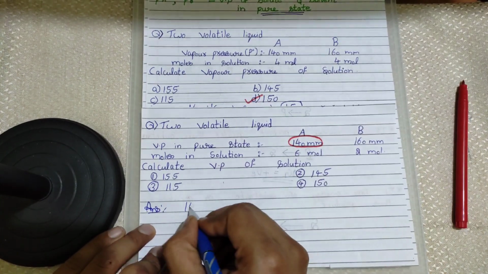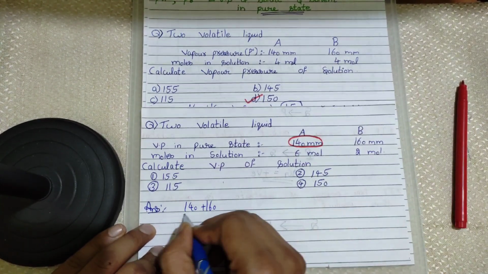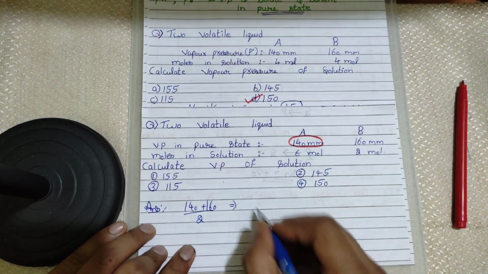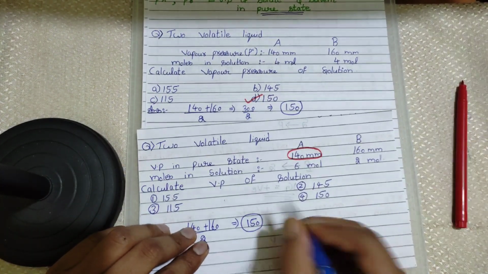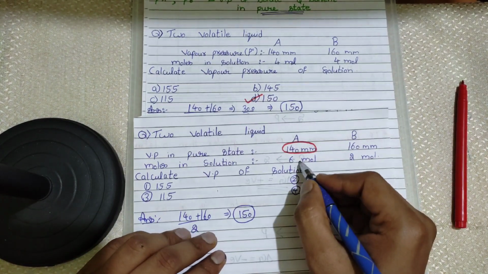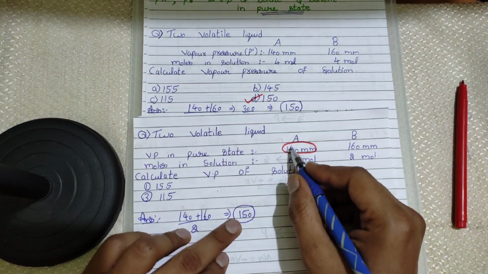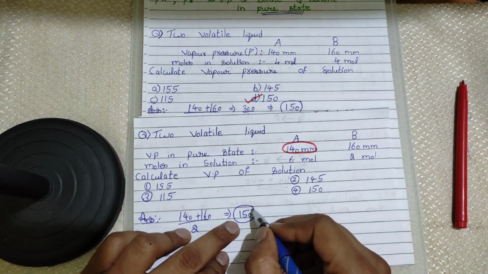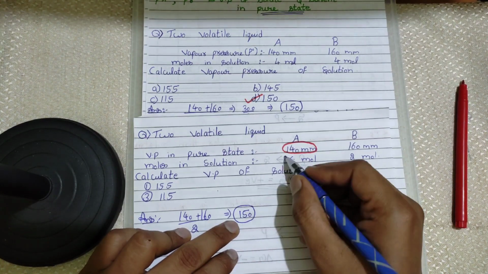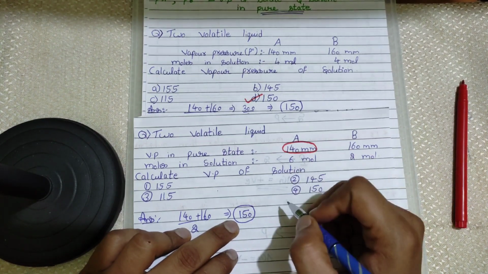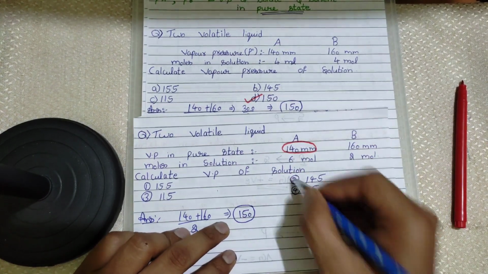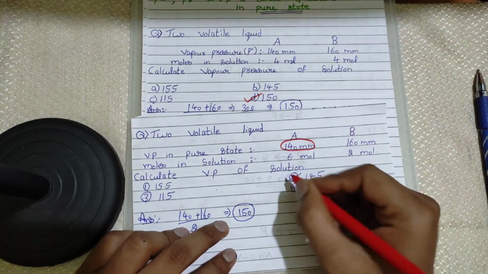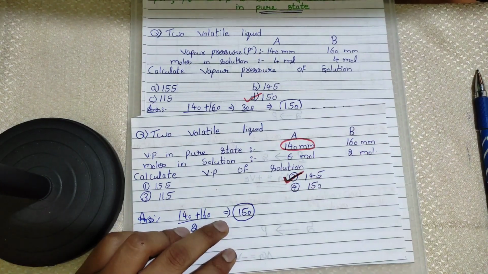How to take the average? 140 plus 160. Again the same values. So what did we get? 150, right? So write 150. Now what I told you, whosever mole is dominant, focus on its vapor pressure. Now whatever average you have taken, the answer will be lying between these two quantities itself, 150 and 140. Between 140 and 150, 145 lies, so 145 is your answer.